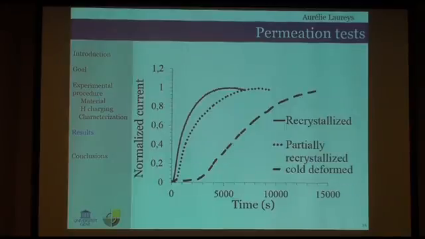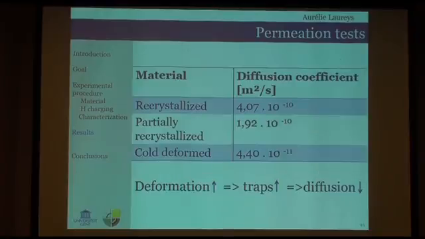If you calculate the diffusion coefficients from this curve, you get these values, and we see that the diffusion coefficient is much lower, a factor 10 lower, for cold deformed material in comparison with recrystallized material. And this can in fact be explained by the deformation inducing hydrogen traps in the material. You form dislocations, vacancies, and low angle grain boundaries, and these all have a certain interaction with hydrogen, which induces diffusion inhibition, in fact, of hydrogen through the material.